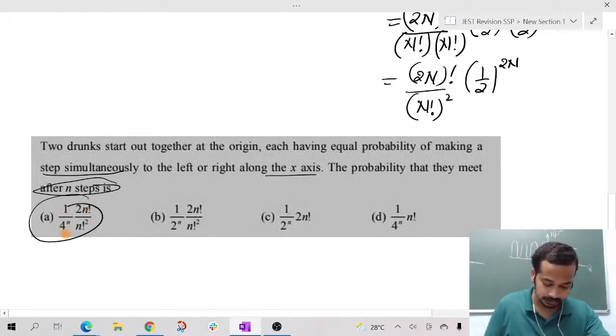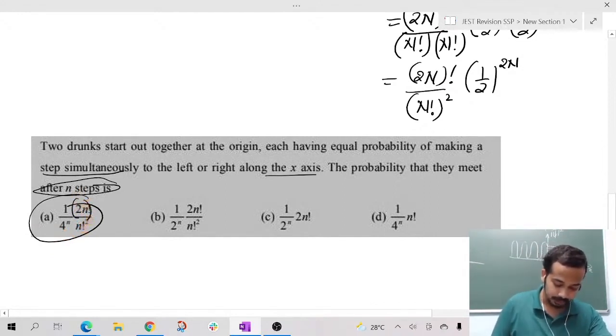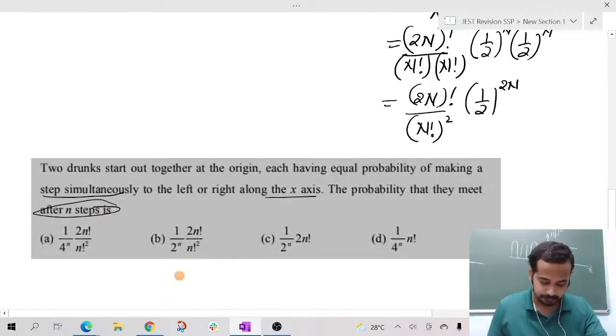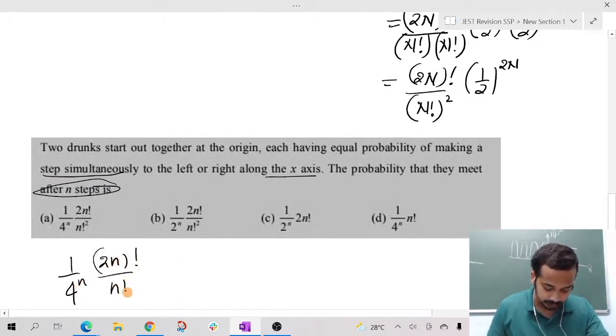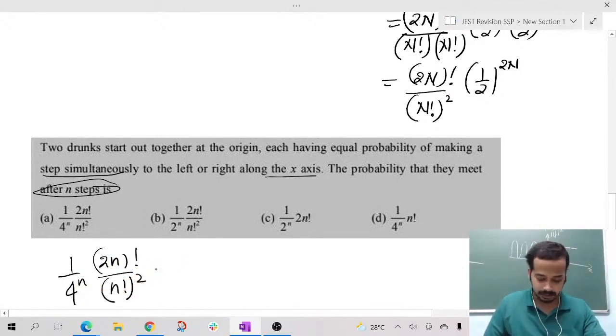So can I write like this? This one? Yes, sir. But this bracket should be there here, okay? Are you getting my point? In the first option, bracket should be there. So that's equal to 1 by 4, 1 by 4 power n, 2n bracket factorial divided by n factorial bracket whole square. That's the best idea. So small n is the total number of steps. That's what he has given. Okay, you can choose the option.